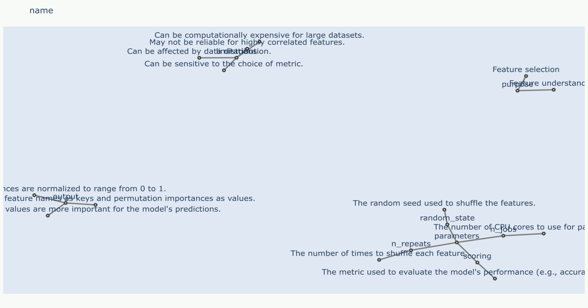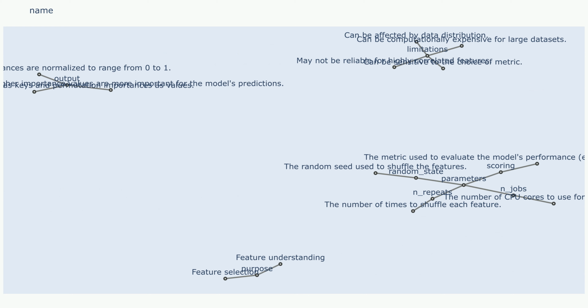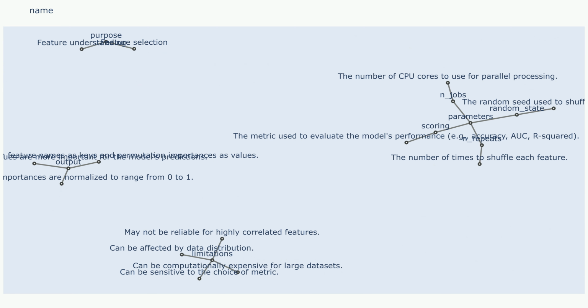Interpretation. importances_mean: higher values indicate more important features. importances_std: a lower standard deviation suggests more consistent importance across different permutations. importances: this provides detailed individual scores for each permutation, helping to visualize the variability in importance estimates.